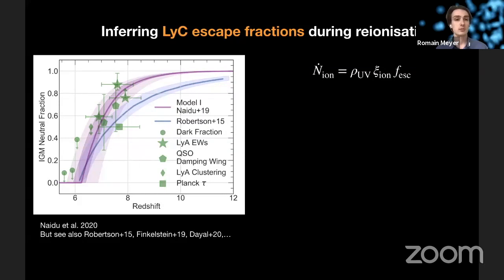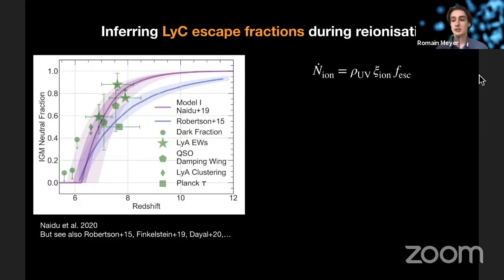So here you have on the plot the IGM neutral fraction history as a function of redshift. And to match this IGM neutral fraction history, you would usually go with an analytical model. You would compute what we call the ionizing photon budget. So simply you would say, OK, I know the luminosity density of the UV luminous sources. I know their ionizing efficiencies from the UVLF, from measurements at redshift 4 to 5. And then basically you can fit for the escape fractions.